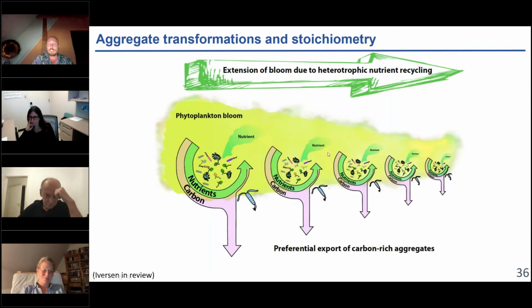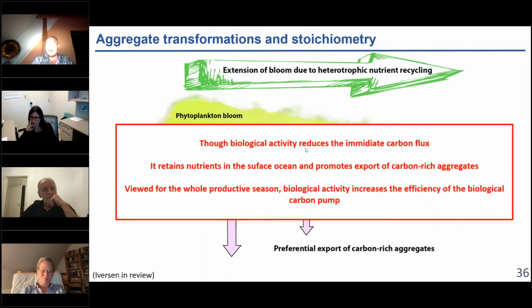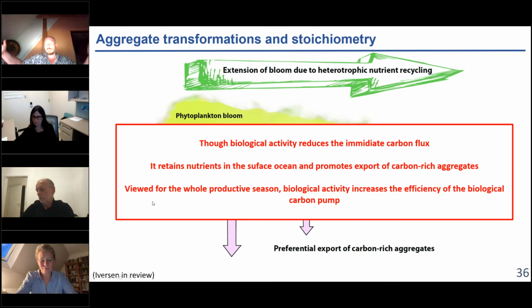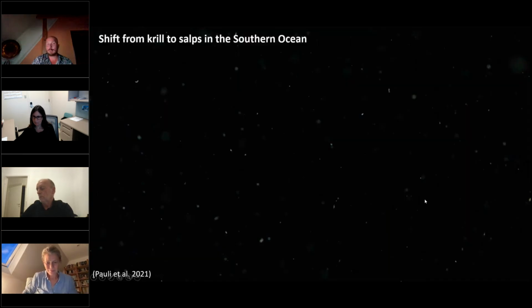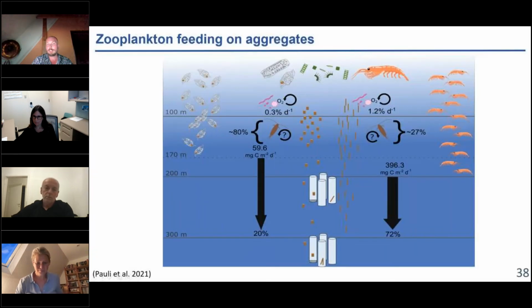So basically, you have all this recycling going on, and that really extends the primary production for a much longer time and makes for a much more efficient carbon pump, because primarily carbon sinks out. So though biological activity reduces immediate carbon flux, it retains nutrients in the surface ocean and promotes export of carbon-rich aggregates. And if you view it for the whole productive season, I would argue that biological activity increases the efficiency of the carbon pump. And I think we'll just skip over this.